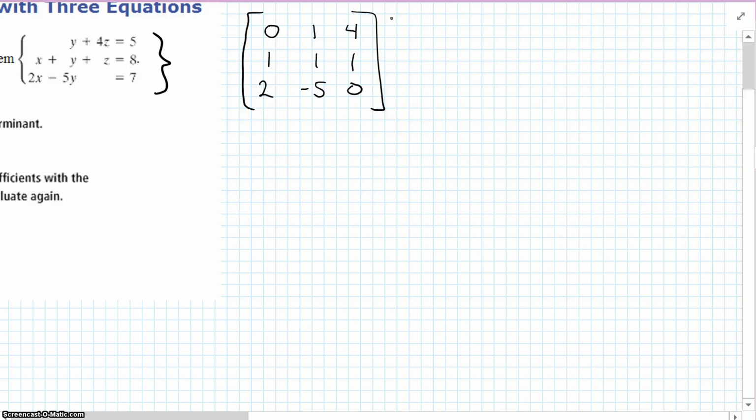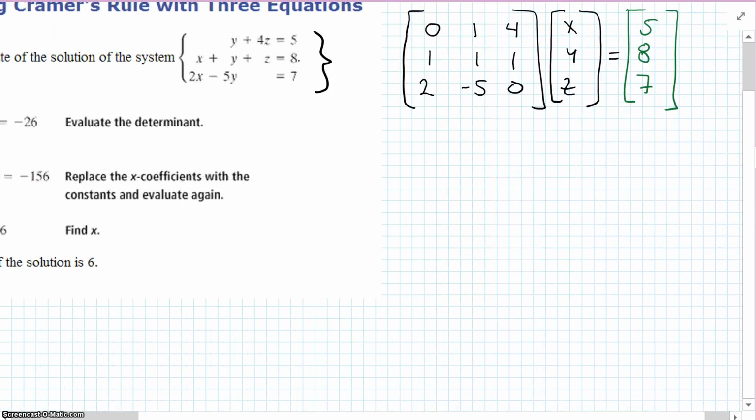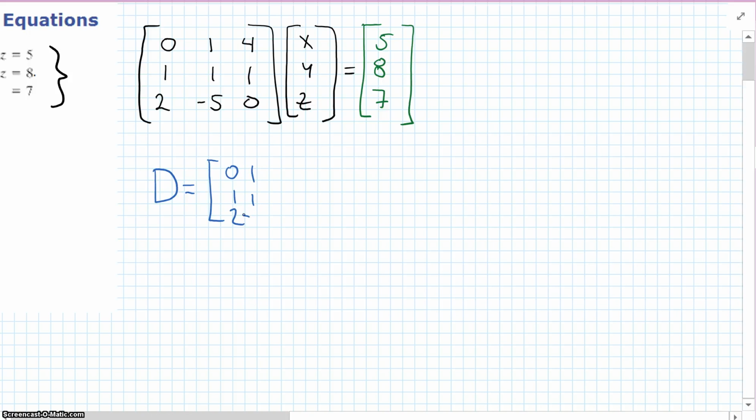All right, there's our coefficient matrix. All right, here's our variable matrix, which is x, y, z. And then here's our constant or solution matrix, 5, 8, 7. So it says find the x coordinate. So step one is find d. Well, d is just the determinant of the coefficients. So 0, 1, 2, 1, 1, negative 5, 4, 1, 0.